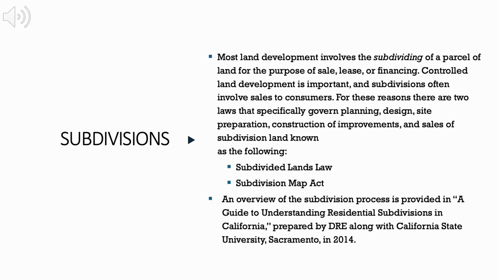Subdivisions. Most land development involves the subdividing of a parcel of land for the purpose of sale, lease, or financing. Controlled land development is important, and subdivisions often involve sales to consumers. For these reasons, there are two laws that specifically govern planning, design, site preparation, construction of improvements, and sales of subdivision land known as the following. Subdivided Lands Law. Subdivision Map Act. An overview of the subdivision process is provided in a guide to understanding residential subdivisions in California prepared by DRE, along with California State University, Sacramento in 2014.